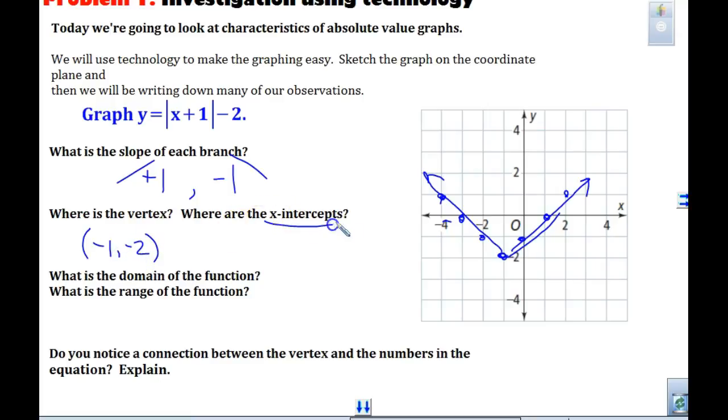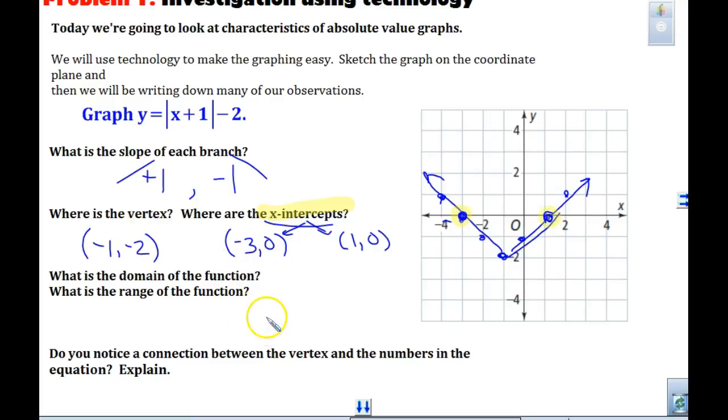This next one, x-intercepts. X-intercepts means where does it cross the x-axis? We had 2 of those. One of them is located over at negative 3, 0. The other x-intercept is located at 1, 0. Okay, so these 2 points that we are talking about.